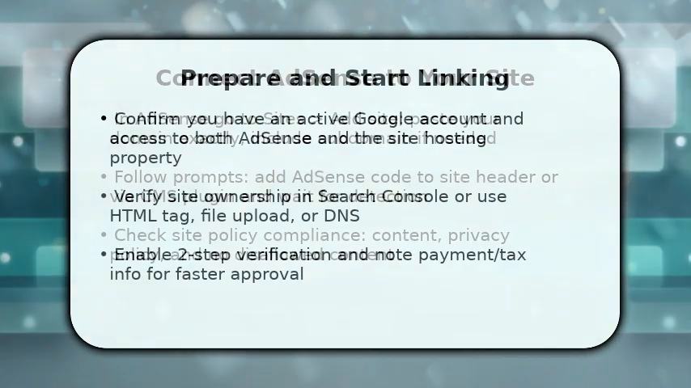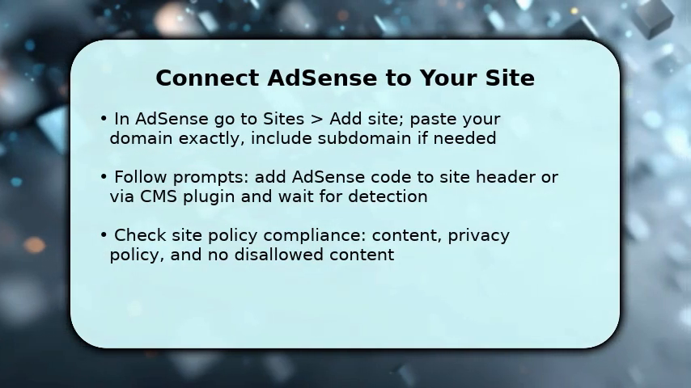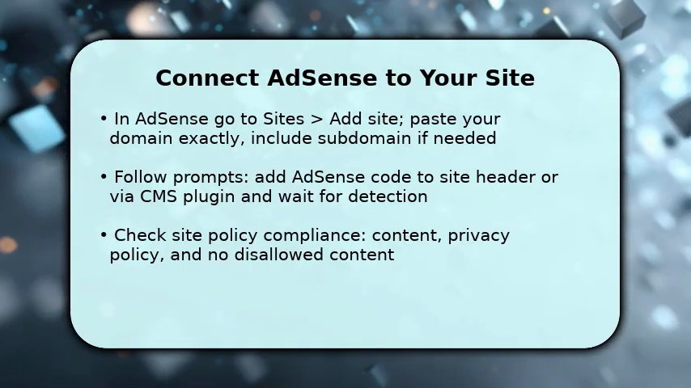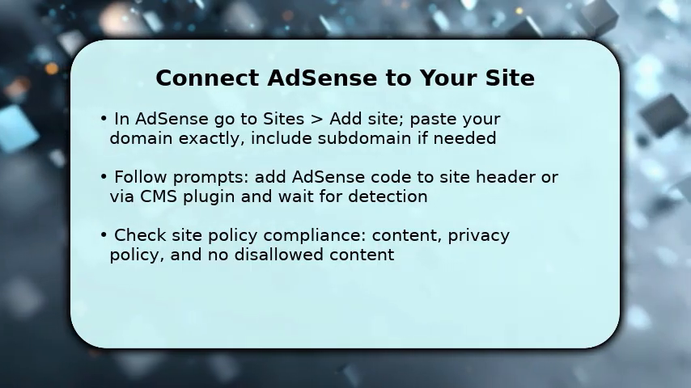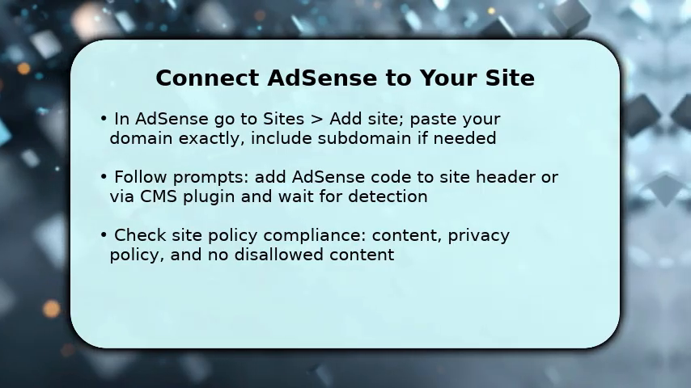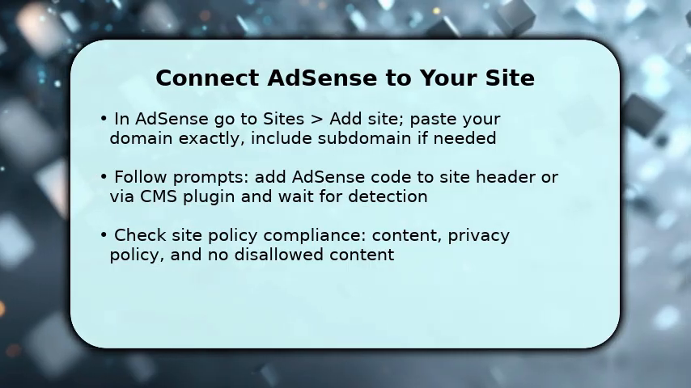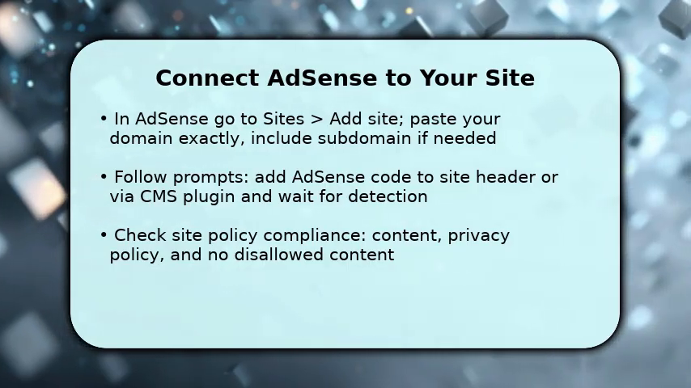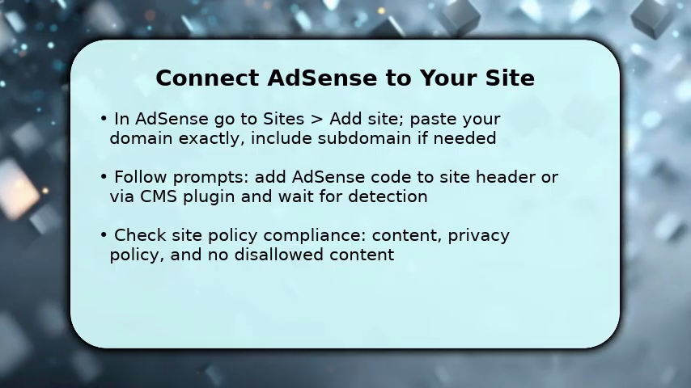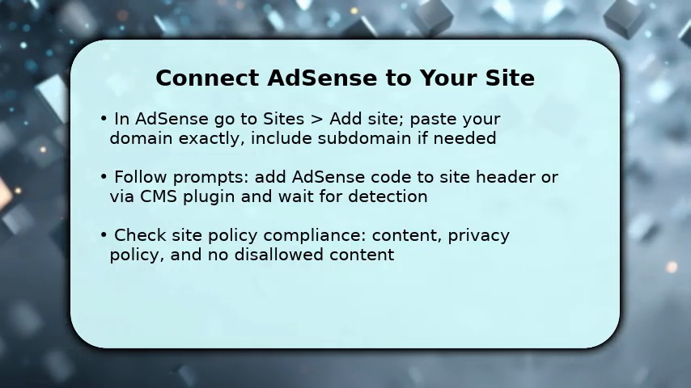Next, you connect AdSense to the verified site. In AdSense, choose Sites and add your domain precisely. Include www or subdomain when applicable. Then follow the prompt to get the ad code. You'll paste the code into your site header or use a CMS plugin for easy placement. This enables ad serving and verification.